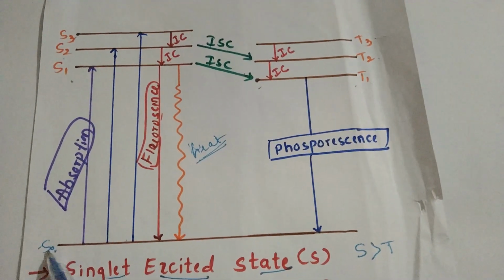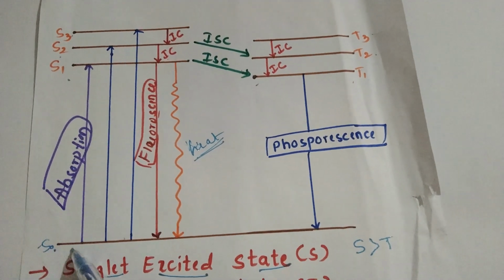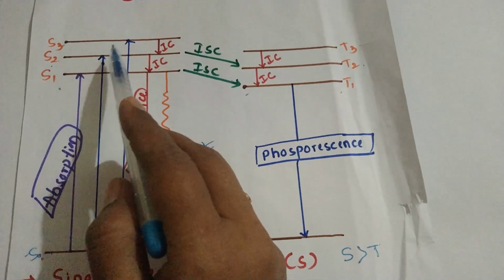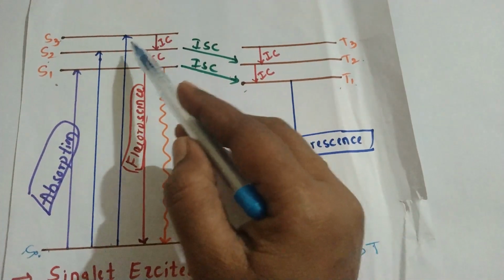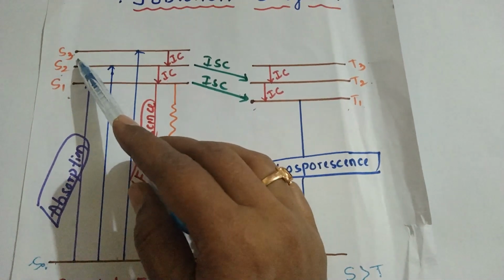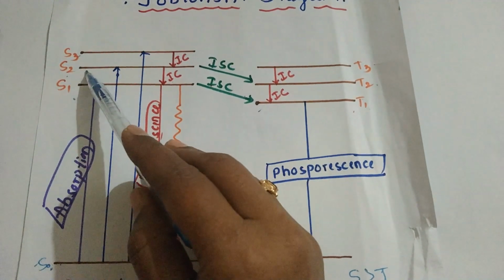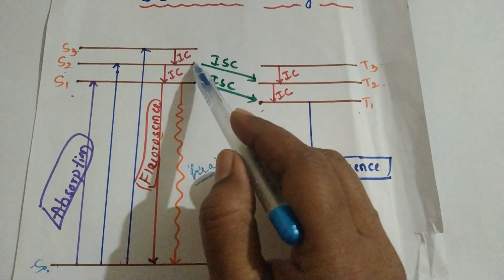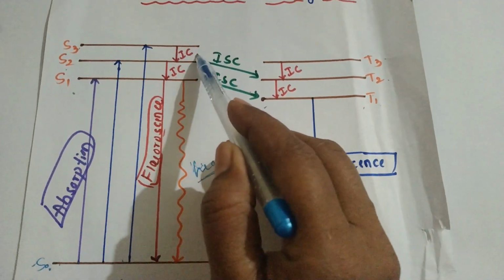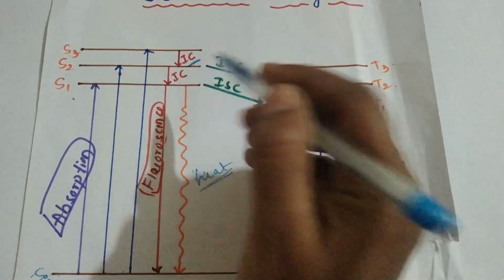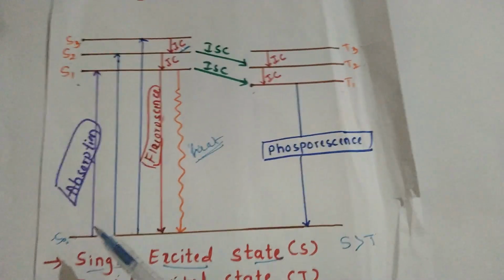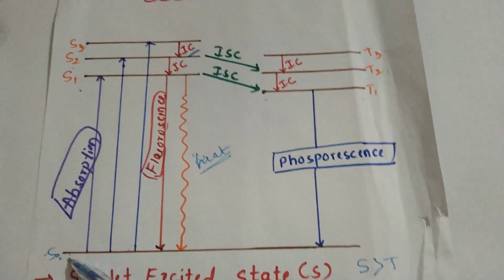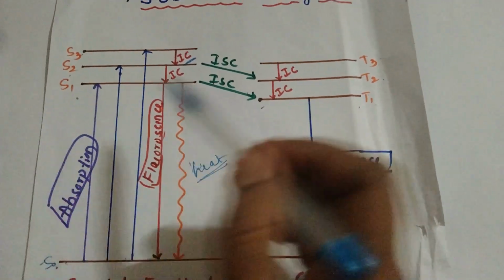So if the electron transits from the ground state, that is S0, to S1 or S2 or S3, and then returns from a higher singlet excited state to a lower singlet excited state by emitting energy in the form of heat, this is called internal conversion. Understand? The electrons jump from the ground state S0 to either S2 or S3.